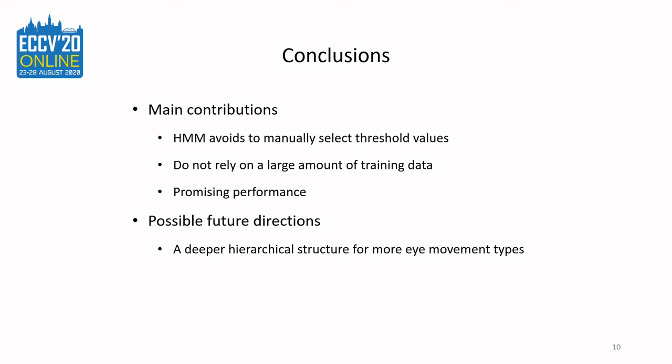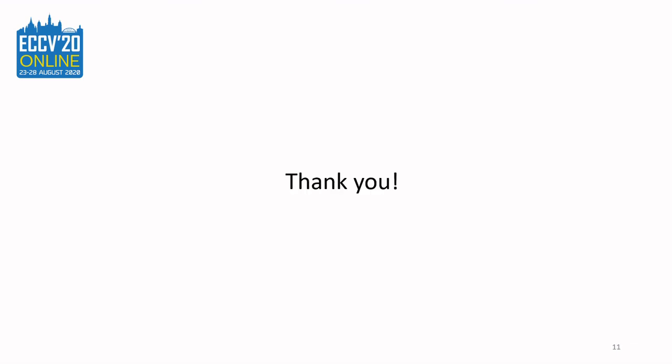In conclusion, we propose a hierarchical hidden Markov model algorithm to tackle the problem of ternary eye movement classification. Its core idea is simple yet effective. It avoids manually selecting the threshold values and does not require a large amount of training data. A deeper hierarchical structure for more eye movement types could be a possible future direction for this work.